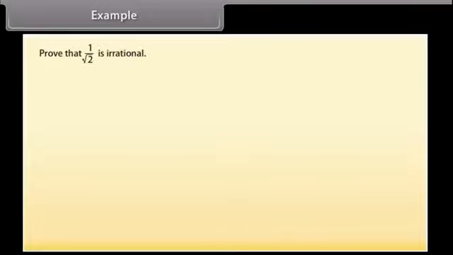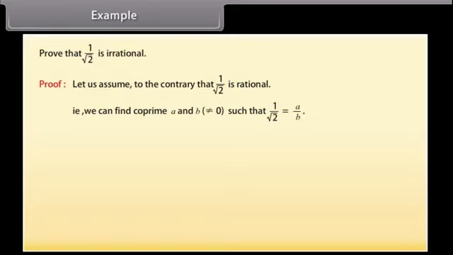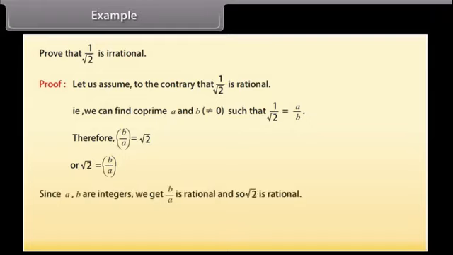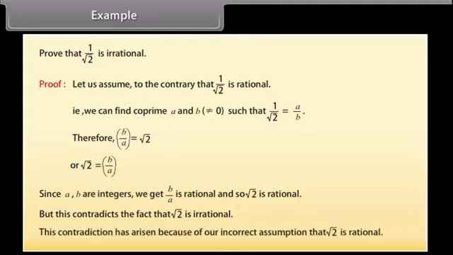Example. Let us solve an example now. Prove that 1 upon square root 2 is irrational. Proof. Let us assume to the contrary that 1 upon square root 2 is rational. That is, we can find coprime a and b, where b is not equal to 0, such that 1 upon square root 2 is equal to a upon b. Therefore, b upon a is equal to square root 2, or square root 2 is equal to b upon a. Since a, b are integers, we get b upon a is rational and so square root 2 is rational. But this contradicts the fact that square root 2 is irrational. This contradiction has arisen because of our incorrect assumption that 1 upon square root 2 is rational.